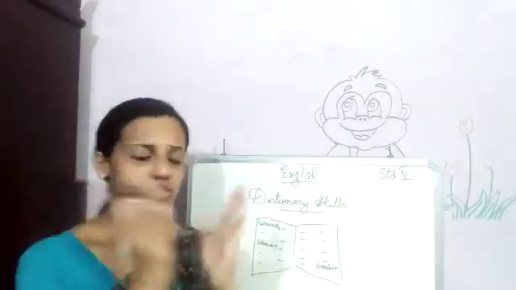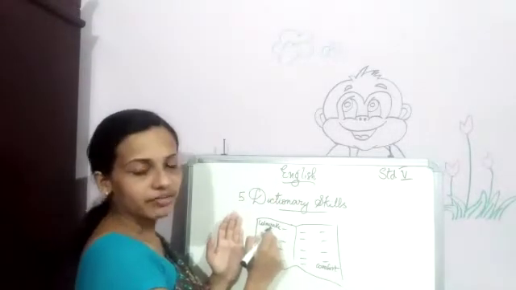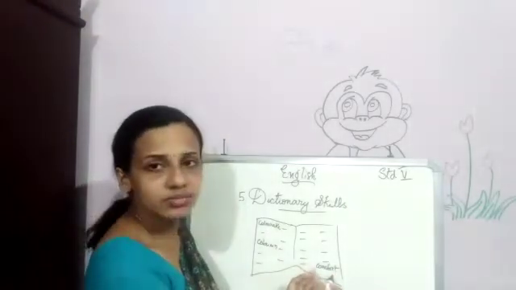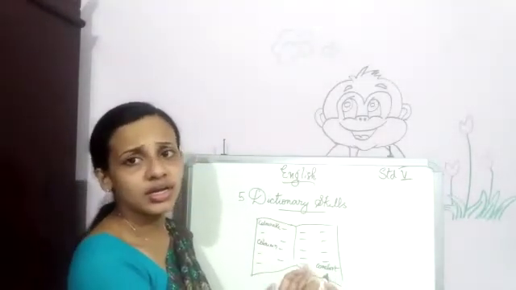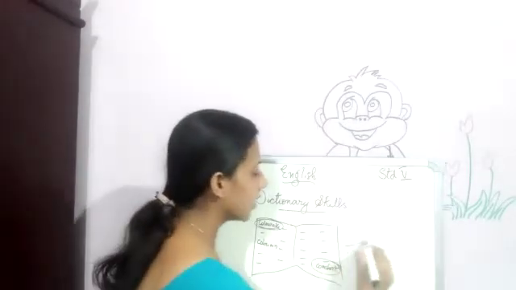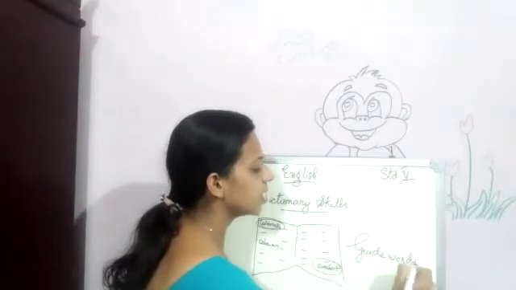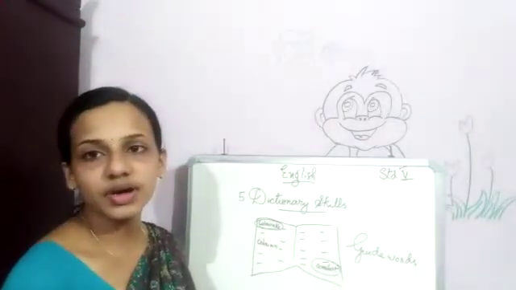It is 2 pages. On the top left side, there is a word given. And on the bottom side of the right page, there is a word given. These 2 words are called guide words. These words guide us to our entry word.